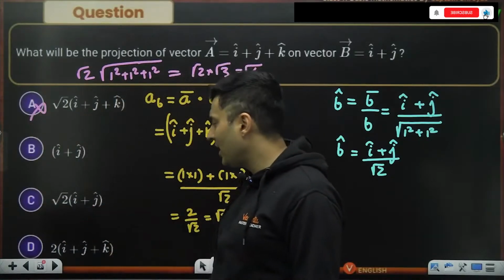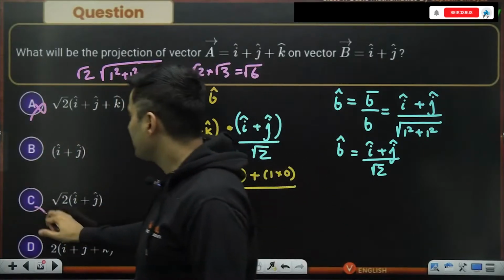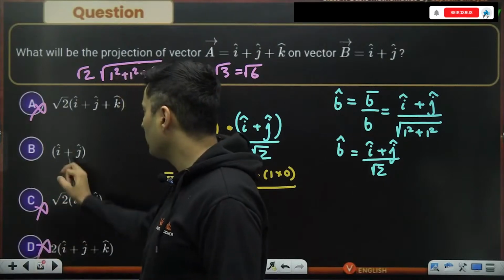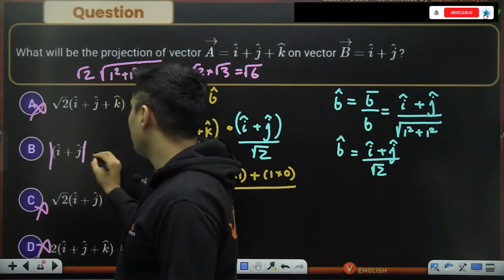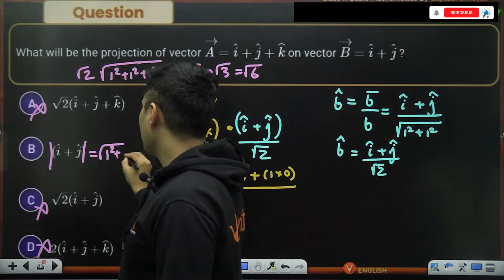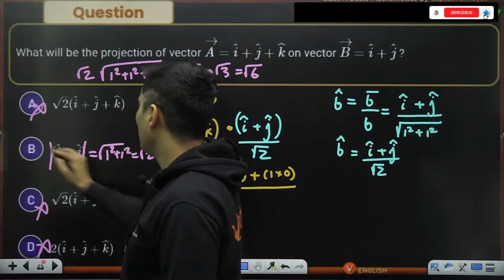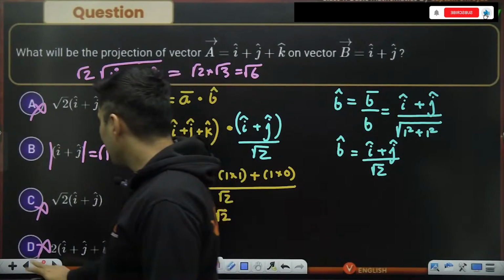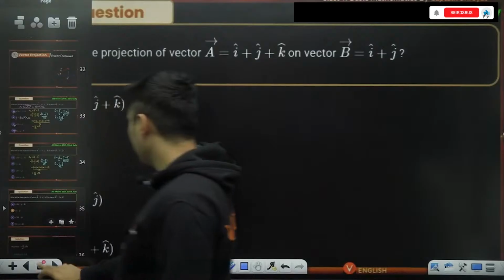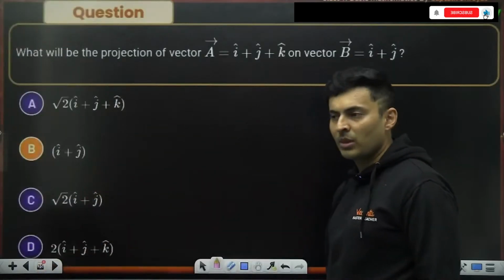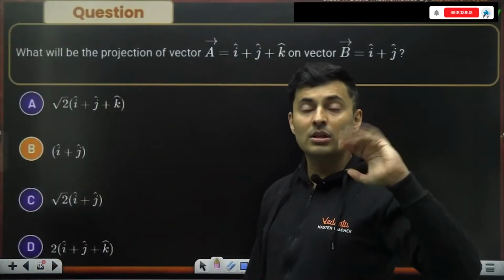This also you can eliminate. Even this also you can eliminate. C can't be root 2. This also can't be root 2. But if you take the magnitude of this one, it will be root of 1 square plus 1 square, which is basically root 2. So the answer will be B, and you can check it out over here. Yes, perfectly. The answer is B. So that smartness has to be used.